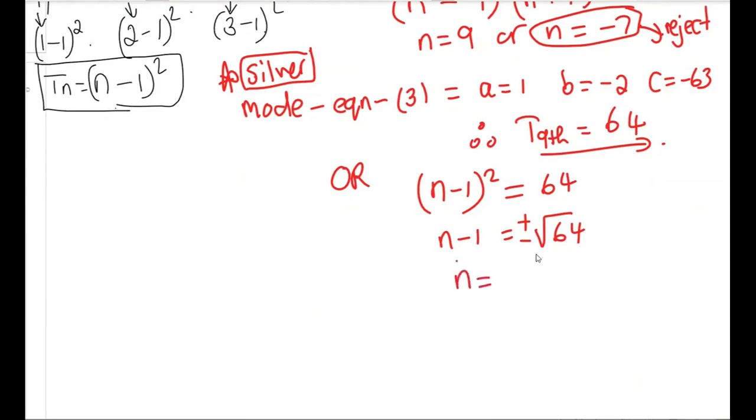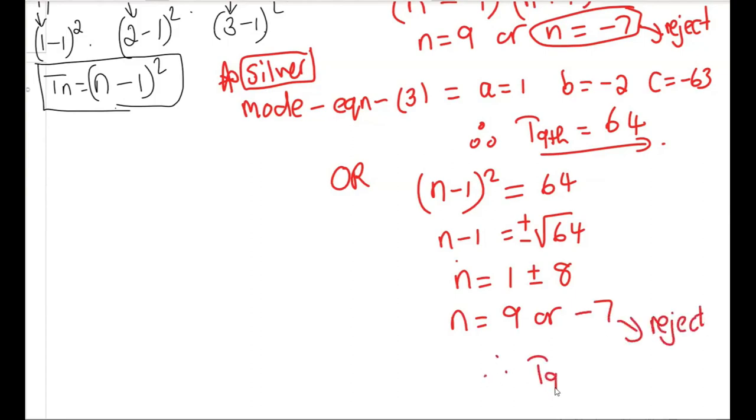So then after that, you can carry the 1 across, make it positive. Plus minus 8. Then you're going to say therefore 1 plus 8, 9, or 1 minus 8, negative 7. And then you reject that one. Then you say therefore T9 is equal to 64. Right? Does that make sense? So you can use that.